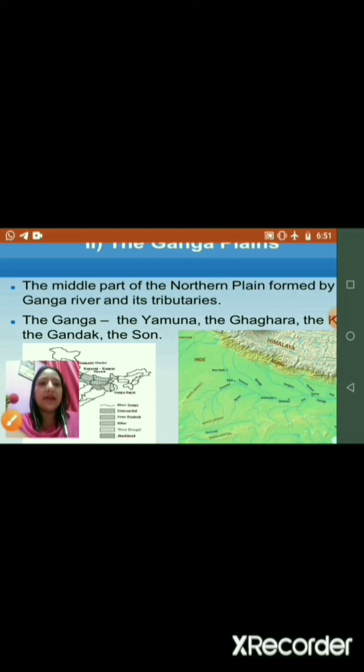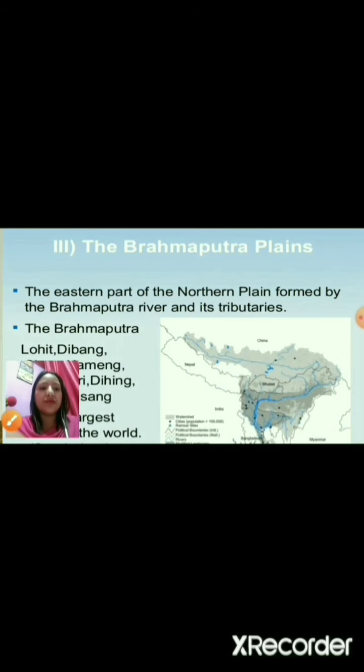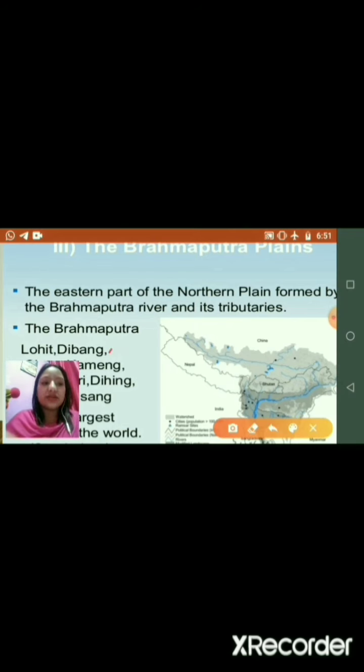Now next we have the Brahmaputra plain. This plain lies to the east and it is drained by the Brahmaputra river and its tributaries. The Brahmaputra is a very important river of this plain, and most of the plain has been formed by the river Brahmaputra only. The main tributaries of the Brahmaputra are Lohit, Dibang, Subansiri, Dhansiri, Manas, Torsha and Tista.